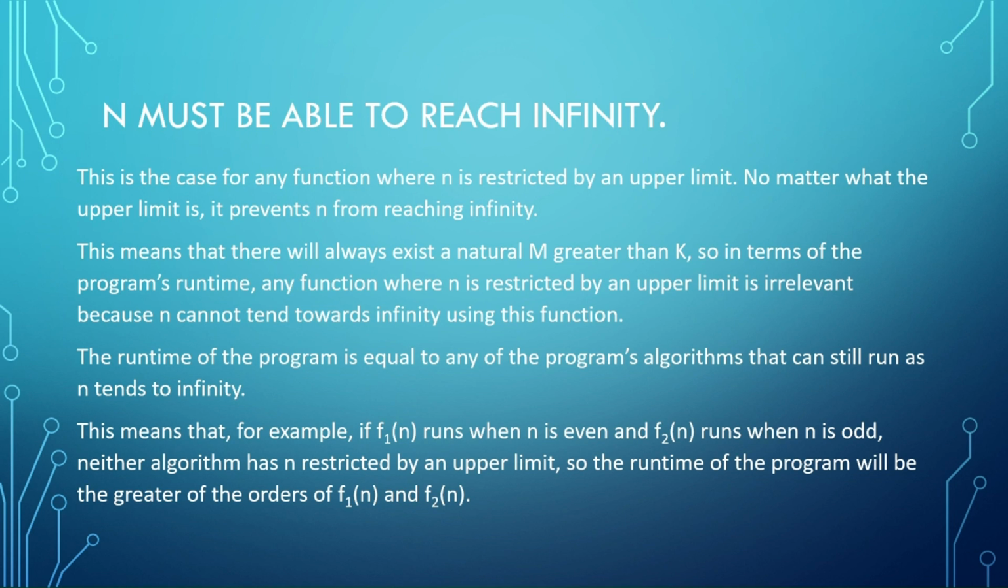An interesting point is that this also means that instead of having 2 functions, one of which is restricted by an upper bound, let's say the f1 of n function runs when n is even and f2 of n runs when n is odd, neither algorithm will be restricted by an upper limit. Of course there exist even numbers that tend to infinity, and there exist odd numbers that tend to infinity. So the runtime of the entire program should be, let's say with big O notation, or little o notation as well, the greater of the orders of f1 of n and f2 of n.